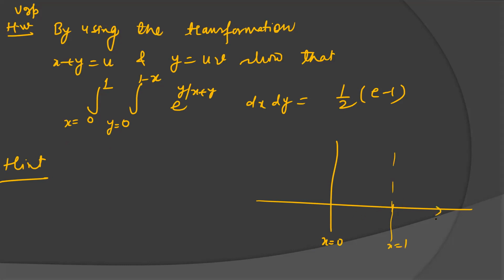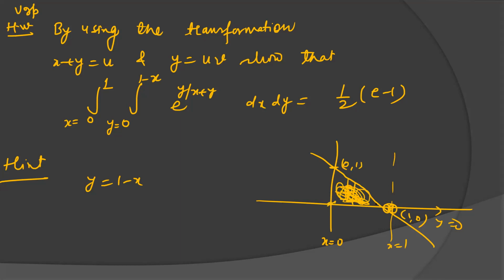And y is from 0 to 1 minus x. So y equal to 1 minus x means x plus y equal to 1. So for the region, x equal to 1 means the coordinate (1, 0), and this will be the coordinate (0, 1), and this is your bounded region actually. All the lines are included here.